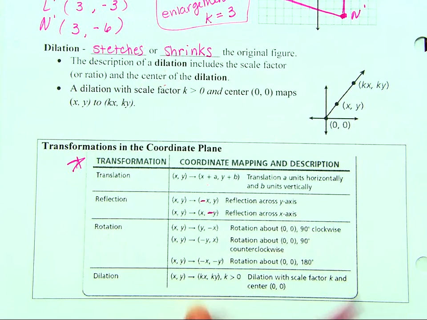When I do some switching around and I add a negative is when we end up having a rotation. And you can see here that if you look up the rule, it describes it, whether it's clockwise or counterclockwise. And if you happen to have a negative x comma negative y, it ends up being a rotation of 180 degrees. And then finally, our dilation with scale factor of k.